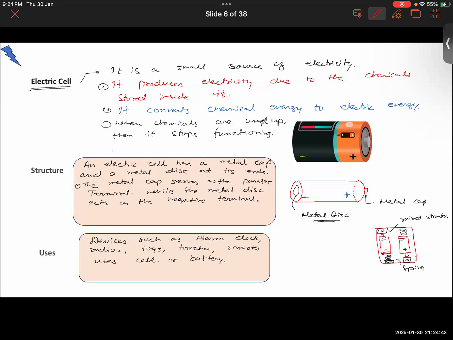Then it has two terminals, two ends, right? Inside the electric cell, we have a carbon rod. The end that is attached to the carbon rod is the positive end. This is the positive end, so that is called the positive terminal.